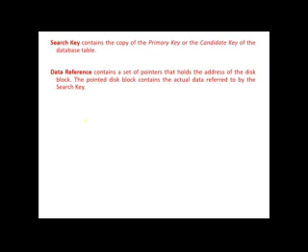Here, the search key generally consists of a copy of the primary key or the candidate key of the database table, remember, and the data reference. As we just discussed the structure of the data indexing, the data reference always contains a set of pointers that hold the address of the disk block. Moreover, the disk block contains the actual data referred by the search key. Remember, this is a single level index.